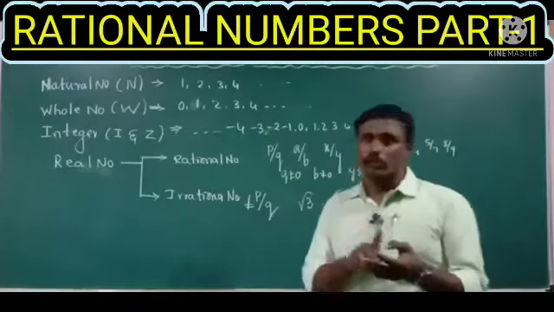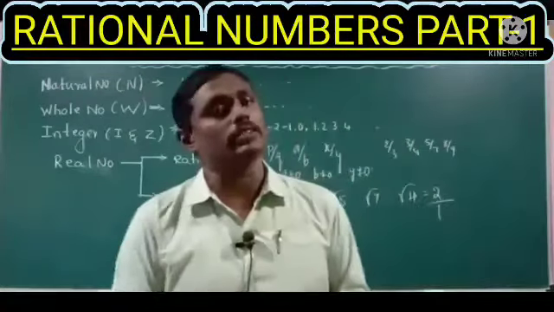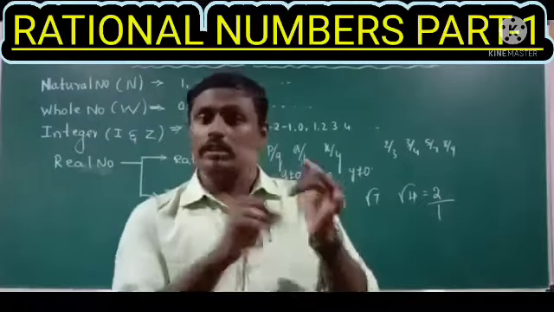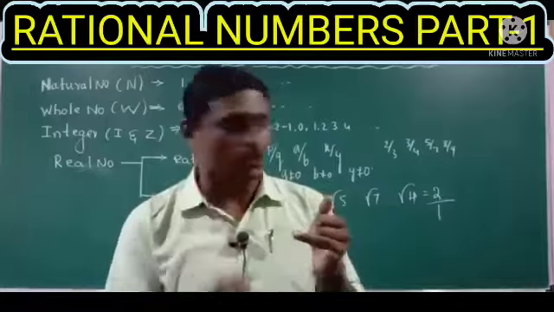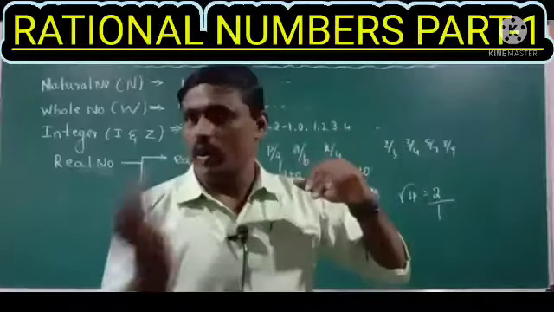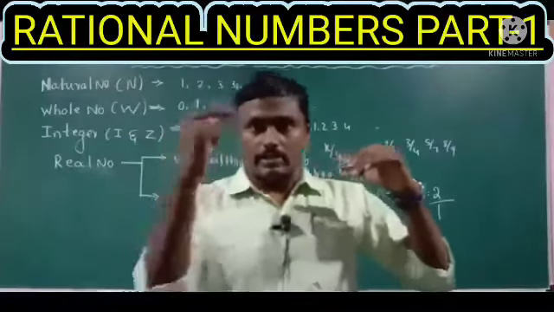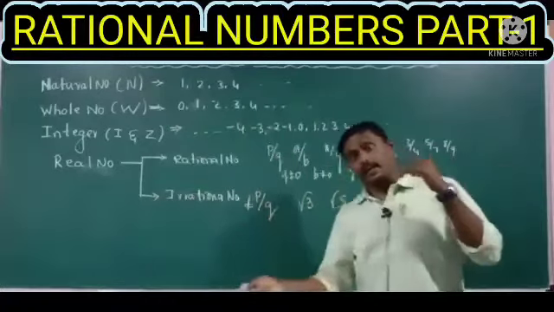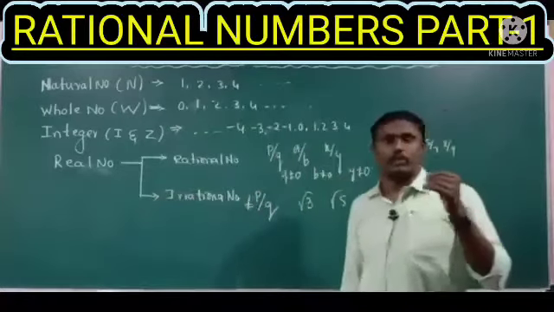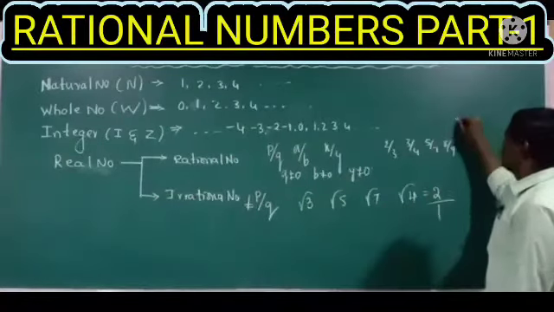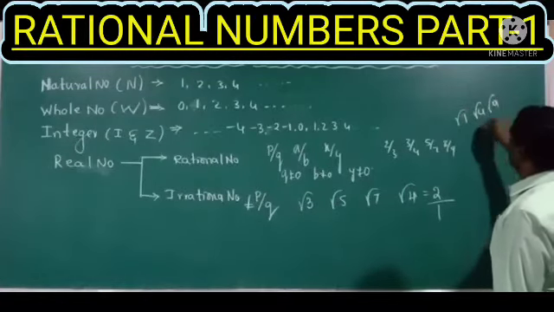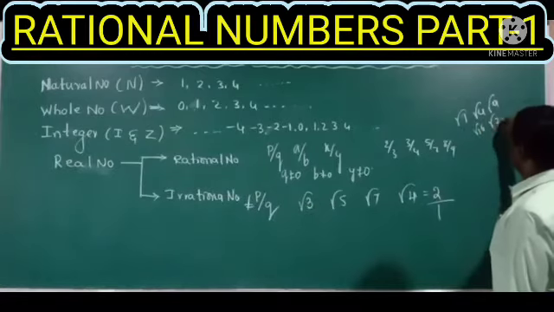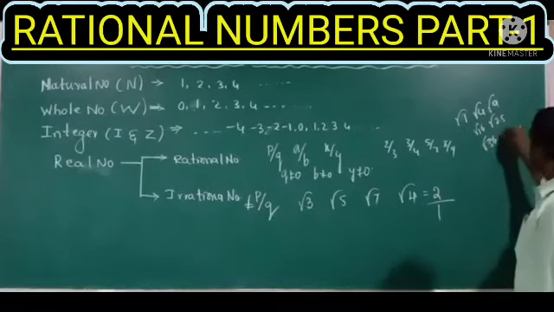For example, 1 is a perfect square number. The square root of 1 is 1. 2 is a non-perfect square. 3 is a non-perfect square. 4 is a perfect square number. The square root of 4 is 2. Right? Next one, 5 is a non-perfect square. 6, 7, 8. And 9 is also one of the perfect square numbers. So, for example, root 1, root 4, root 9, root 16, root 25, root 36, root 49.